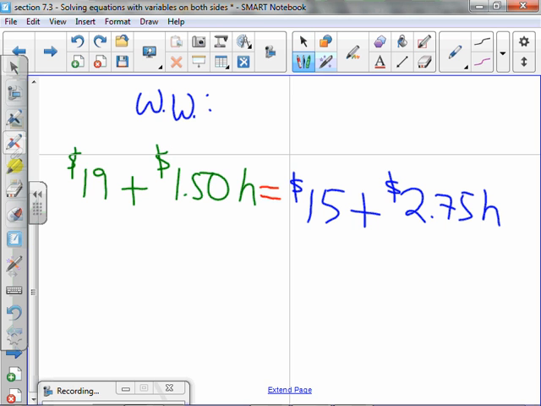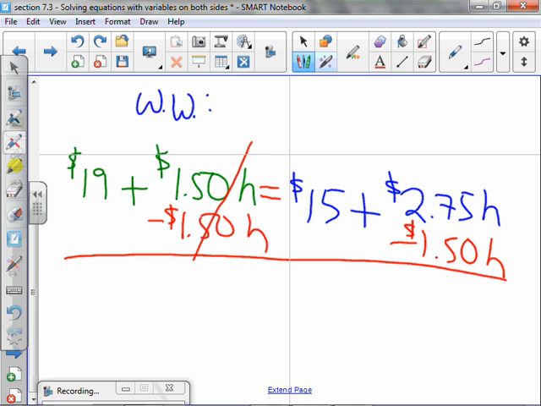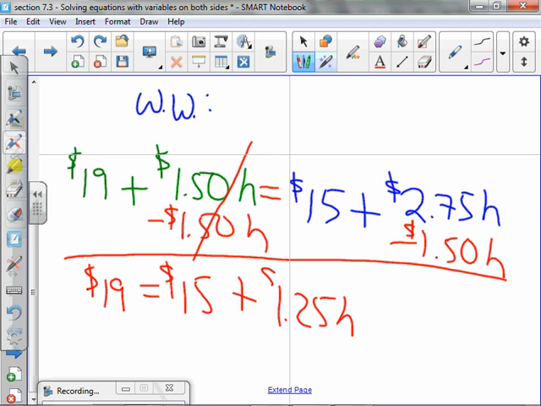Well, first thing I notice, though, is that I have variables on both sides. I know I don't like that, so I'm going to take the smaller one away, minus 150H, minus 150H, okay? And I get $19 is equal to $15 plus, well, what's 275 minus 150? 125H. Okay? So that's what this boils down to.